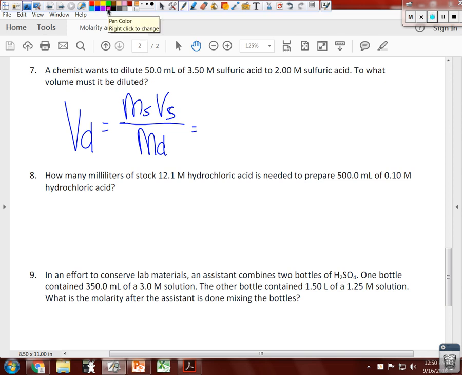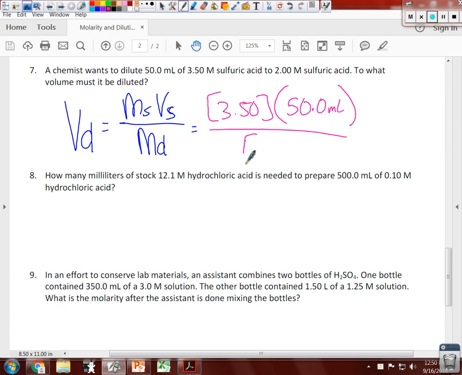That's correct. So the molarity of the stock is 3.50. The volume of the stock is 50.0 milliliters, all divided by the dilute molarity, which is 2.00. So what was your final answer to correct sig figs? 87.5 milliliters of H2SO4. Okay, go ahead. Sure, because technically it's diluted. It's still sulfuric acid. It's just more diluted.